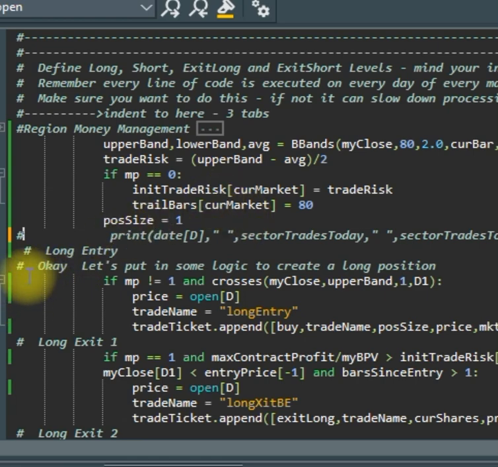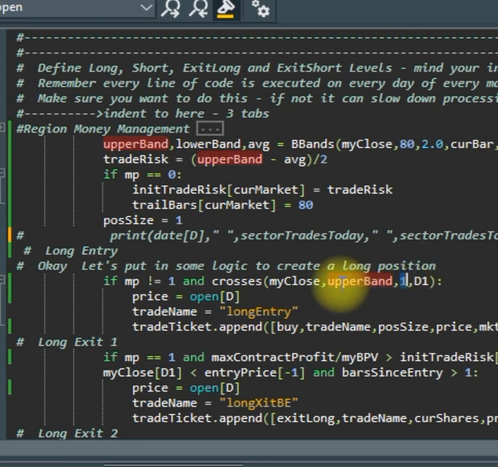If I'm not long, MP not equal to, that's not equal in Python, and my close crosses above the upper band, and I want to say 1 is above, crosses above, and D1 means start with yesterday's data and go back another day. So because we're looking at yesterday's close and the prior day's close in relationship to that upper Bollinger Band.